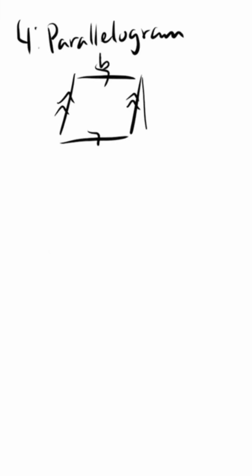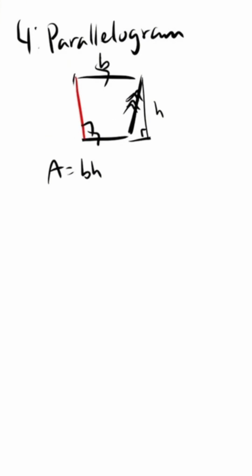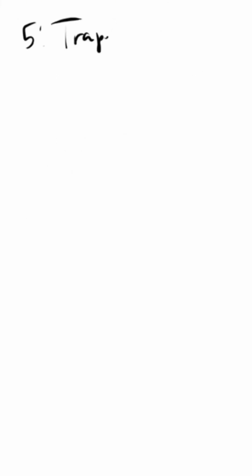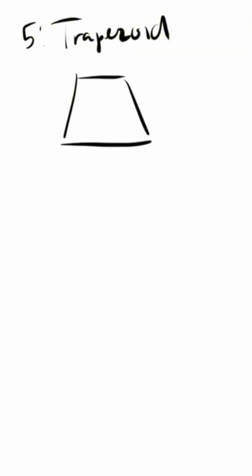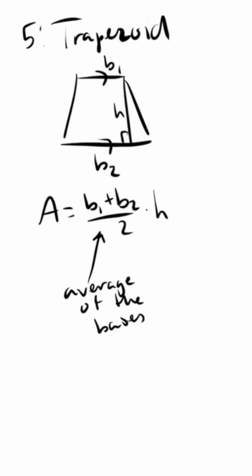Second to last, we have the parallelogram with two pairs of parallel sides. If it has a base and height as shown, its area is BH. This can be proven because drawing the height, the red line, as shown, we can move the resulting right triangle to the right, which would create a rectangle. And last but not least, we have the trapezoid, which has one pair of parallel sides. If it has bases B1 and B2 as shown, its area would be B1 plus B2 divided by 2 times h, where the first part is the average of the bases and h is the height.